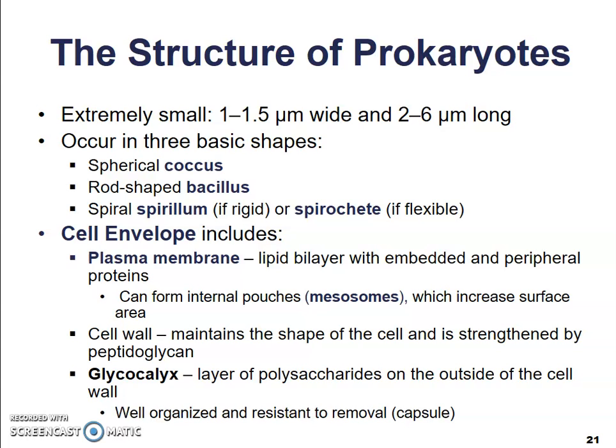The plasma membrane is a layer of phospholipids that we talked about in the last chapter. It also contains proteins that are embedded all the way through and some that are only found on one side. This plasma membrane can form internal pouches which increase its surface area. The cell wall maintains the shape of the cell and is strengthened by peptidoglycan. And there is a layer of polysaccharides on the outside that is very hard to remove.